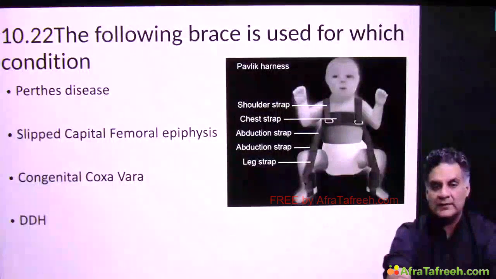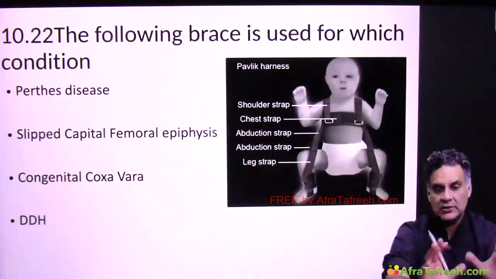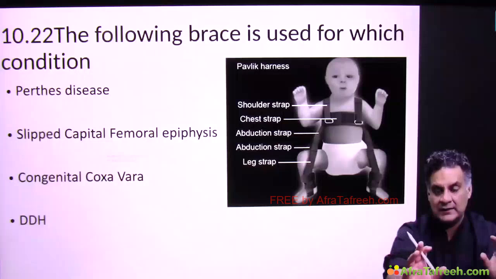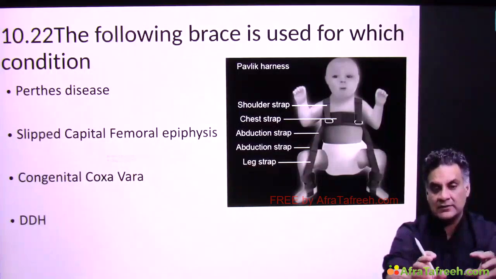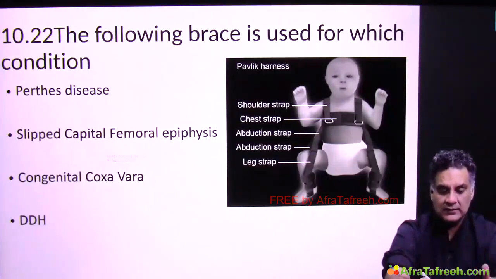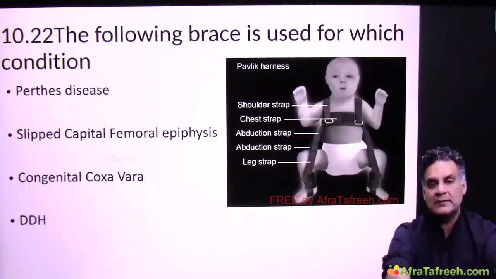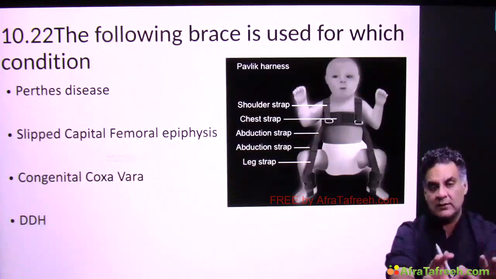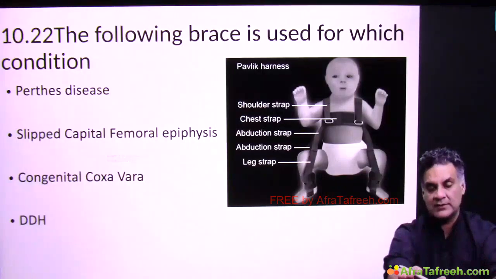The following brace is used for which condition? You're trying to place the thigh, the hip, in the direction of the acetabulum. So this is important for developmental dysplasia of hip. So this is about pediatric orthopedics. Thank you very much.